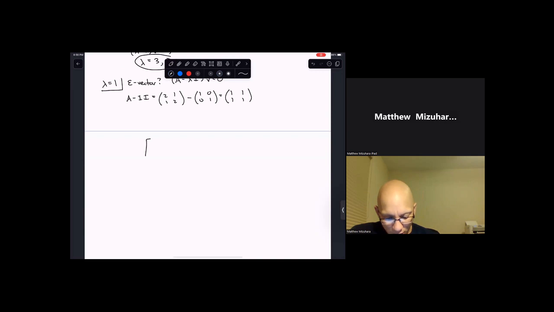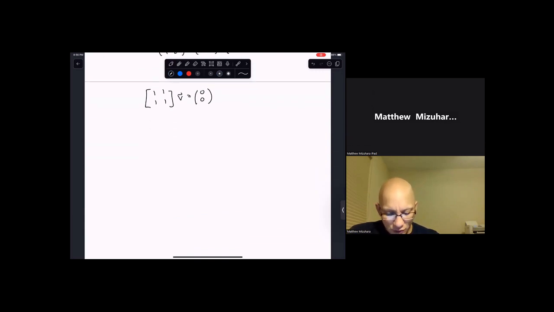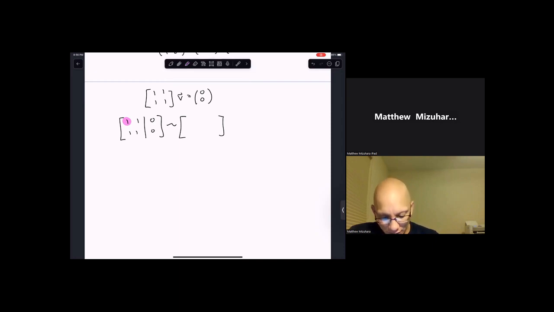And so my equation is 1, 1, 1, 1 times V equals 0. Well, the 0 vector in this case is just 0, 0, because there's 2 dimensions. And so just like we did before, I'm going to set up my augmented matrix and solve for my unknown V. So 1, 1, 1, 1, 0, 0, row reduce. Because I have a pivot in the top left, I can zero out below it, but because the first and second rows are identical, everything's going to cancel. And so I'm going to get 1, 1, 0, and then all zeros below it.